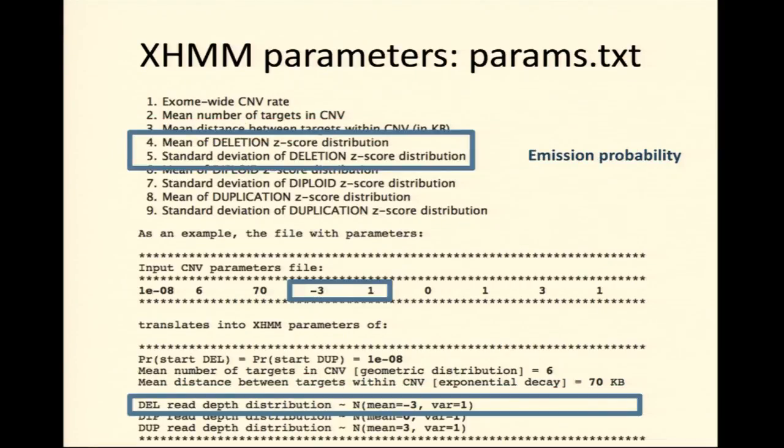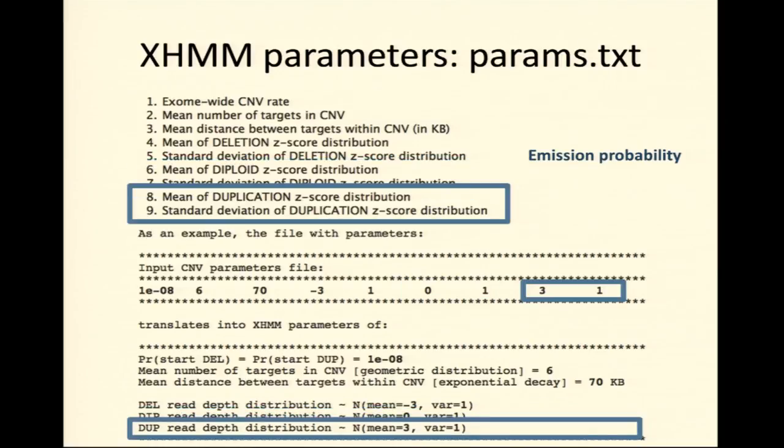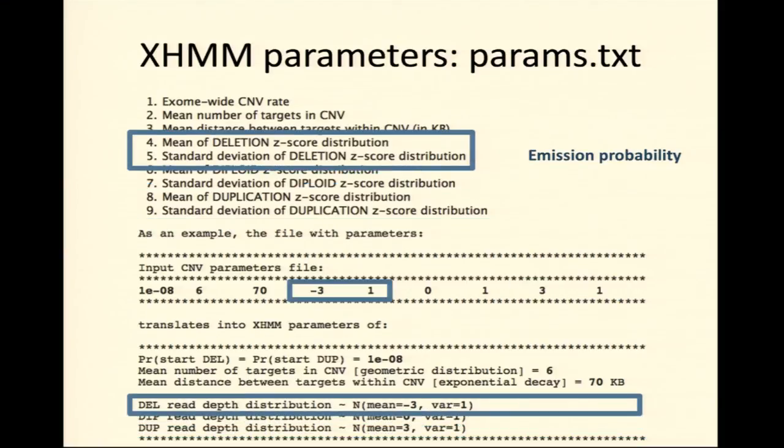Then, if we're looking at z-scores, we have normalized z-scores, so the distribution of normalized read depths for the deletions. Right now we parameterize that as a normal distribution centered at -3 in z-score space with a standard deviation of 1, because we did z-score normalize. For the diploid state, we characterize that with a normal distribution centered at 0. And for the duplications, we characterize that as a normal distribution centered at 3. These are parameters you can change in the params.txt file.